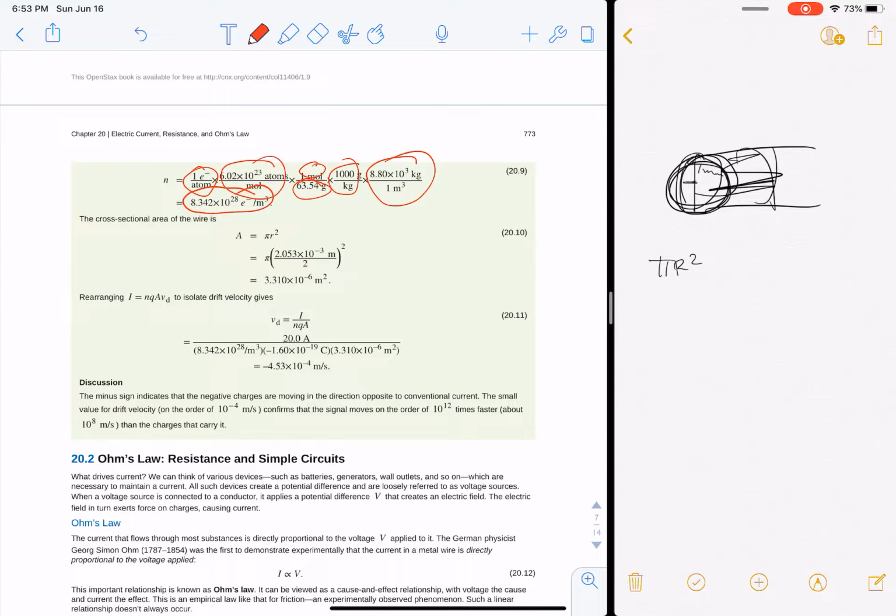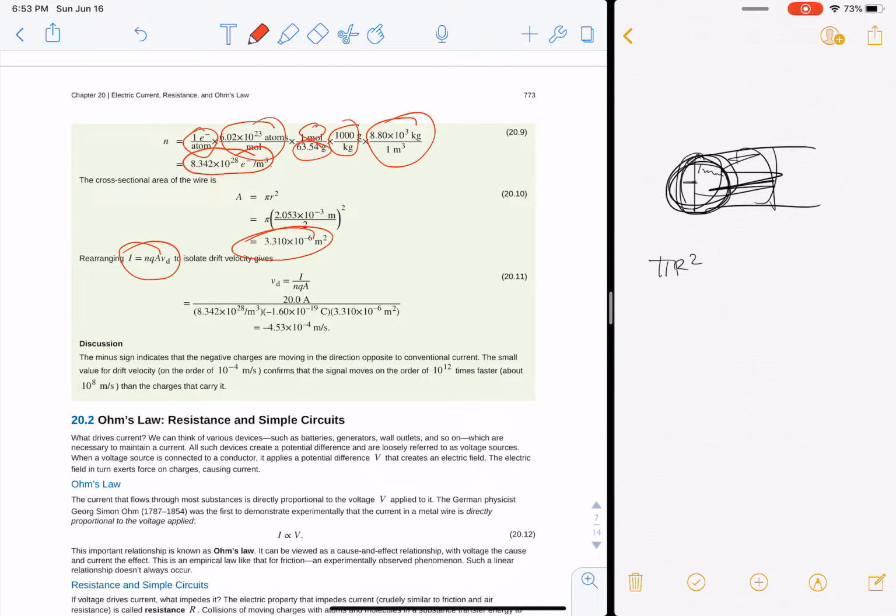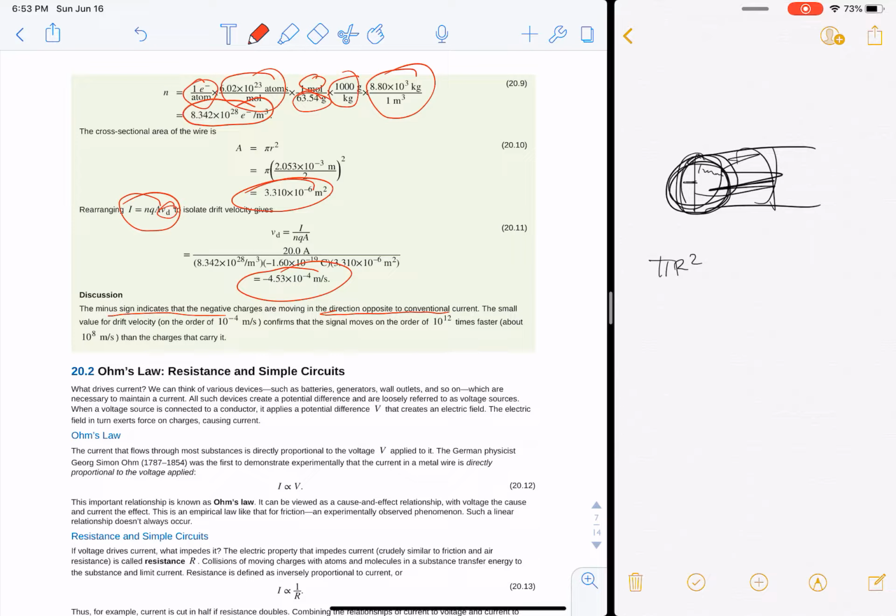Then plug in the cross-sectional area of the wire, pi r squared, to solve for the drift velocity. The drift velocity is I over nqA, and it's about 4 times 10 to the minus 4 meters per second. The minus sign indicates the negative charges are moving opposite to the conventional current. We think of current going around to the plus side of the battery, but the electrons actually flow in the opposite direction.